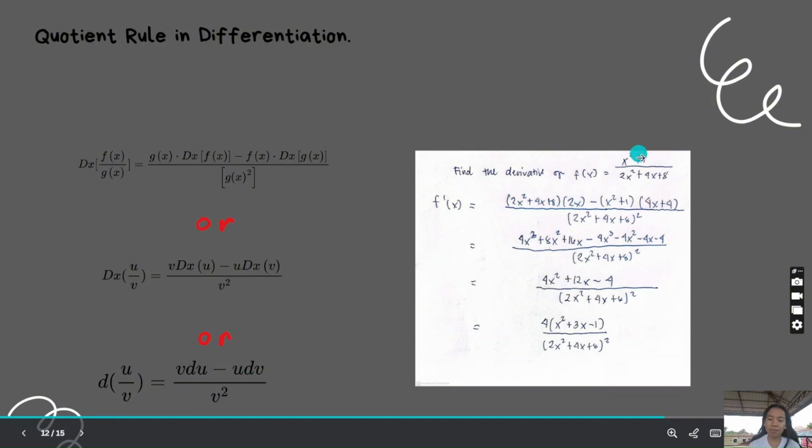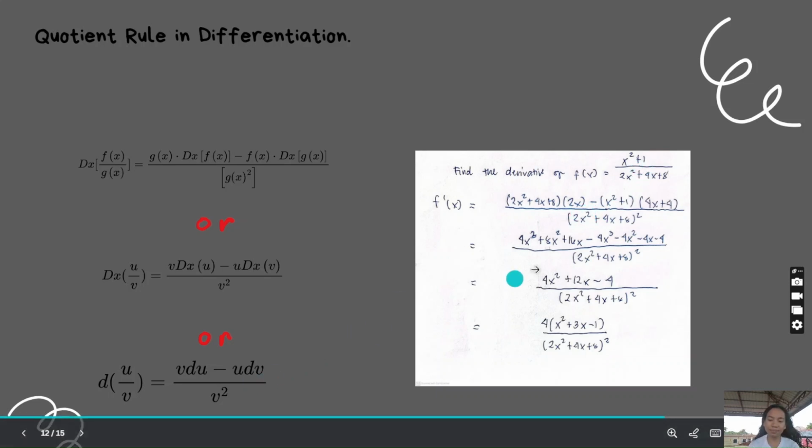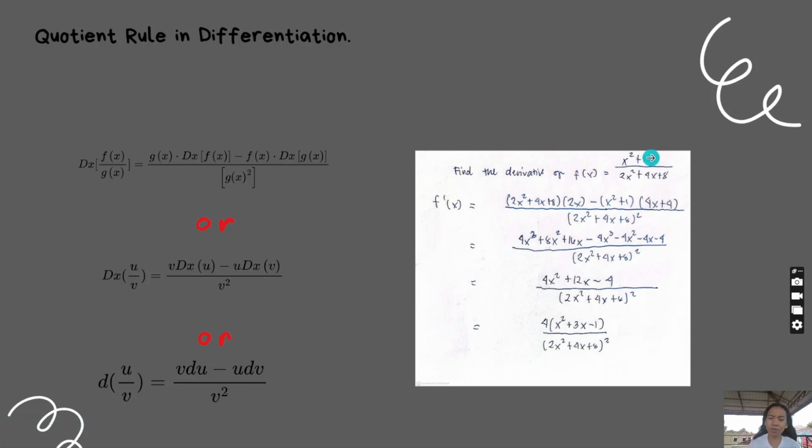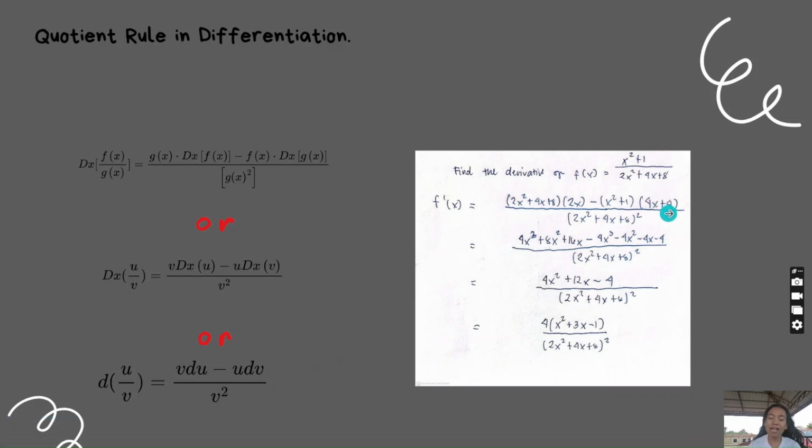Since this is our v, we have just copied it here. And then the derivative of u is 2x, from x squared plus 1, minus u dv. Since our u there is x squared plus 1, we have just simply copied x squared plus 1. And then the derivative of our v, which is 2x squared plus 4x plus 8, is 4x plus 4. Now, all over 2x squared plus 4x plus 8, since our v squared is our v, which is 2x squared plus 4x plus 8.